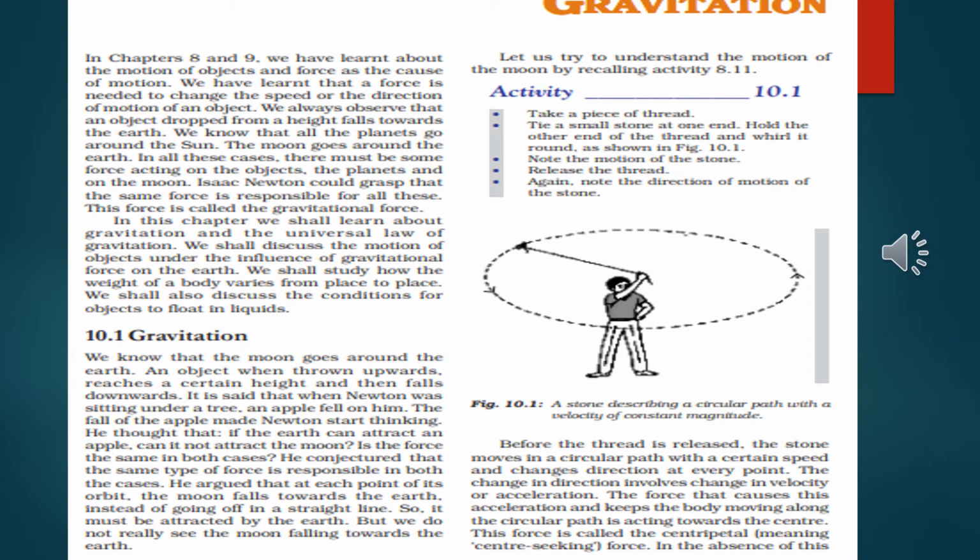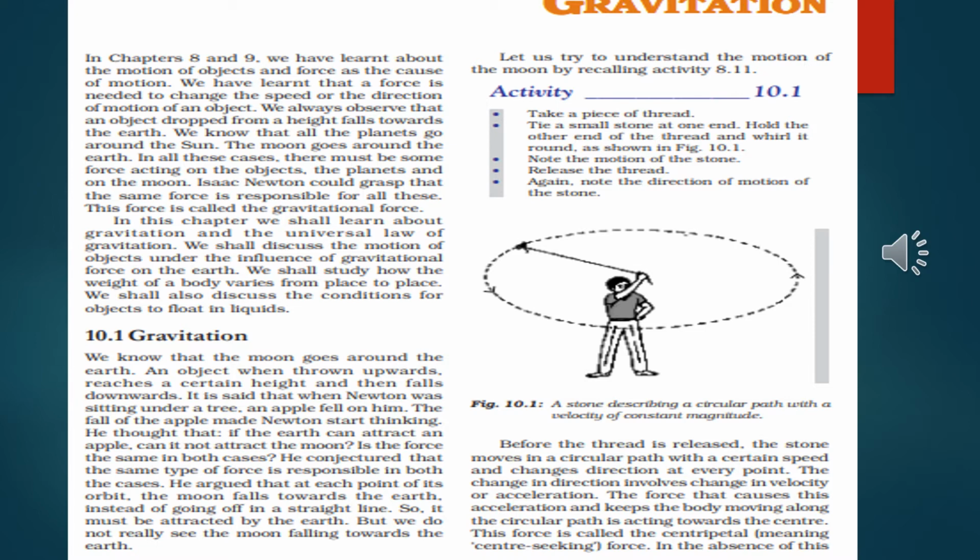He argued that at each point of its orbit, the moon falls towards the earth instead of going on a straight line, so it must be attracted by the earth. But we do not really see the moon falling towards the earth. So let us try to understand the motion of the moon by an activity.